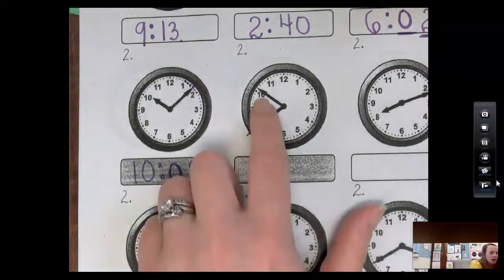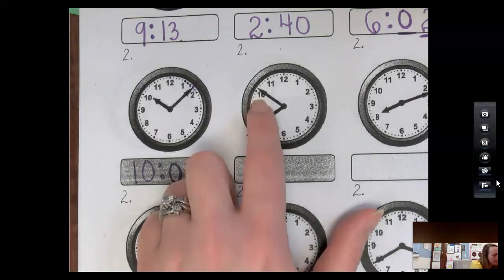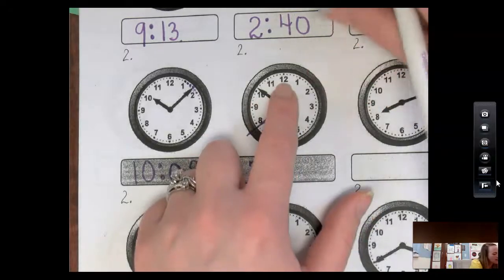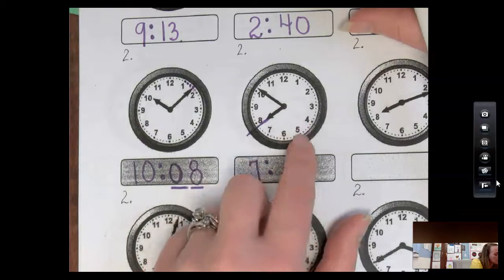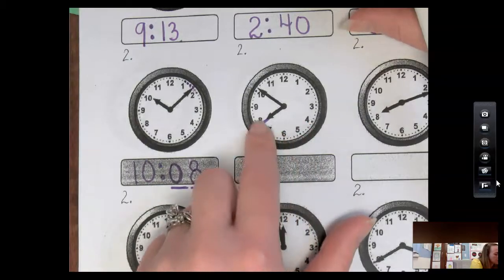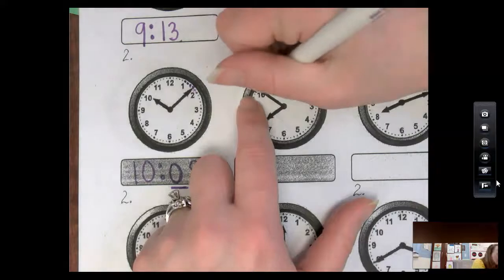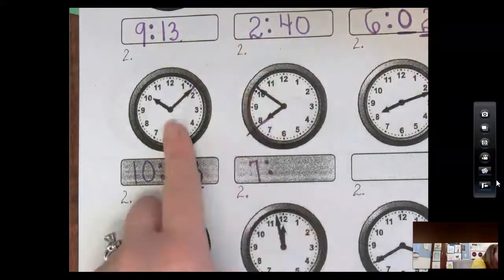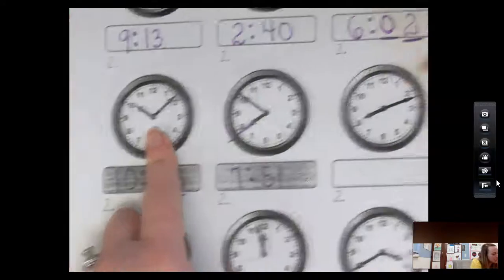All right, is it right on the 10? No, it isn't. So we need to first count by fives, and then we're going to count by ones. So start at the 12, and let's count by fives. 5, 10, 15, 20, 25, 30, 35, 40, 45, 50. Now, we are at 50 right here. Then it is 51. 7:51. All right, let's do another one.